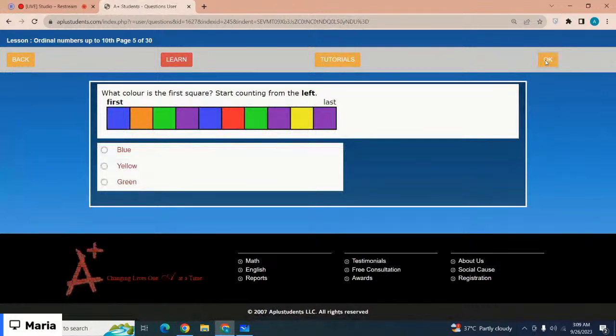What color is the first square? Which is the correct option? Blue, yellow, green. Start counting from the left. The correct option is blue. The first one is blue.